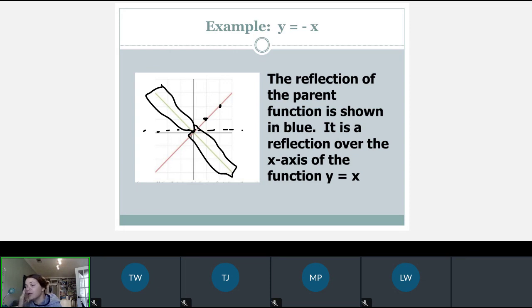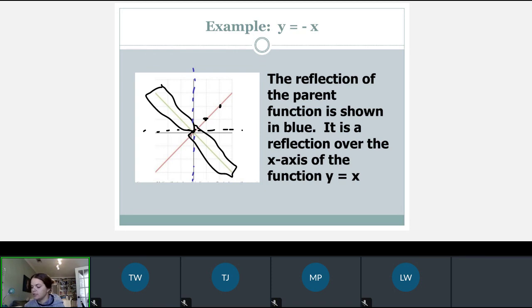The funny thing with linear reflections is that even if I were to fold this and do a reflection across the y-axis, I'm actually still going to get the same line. Okay, it's still going to be negative. That's only for linear functions.